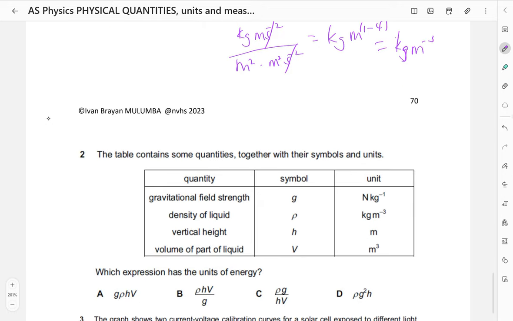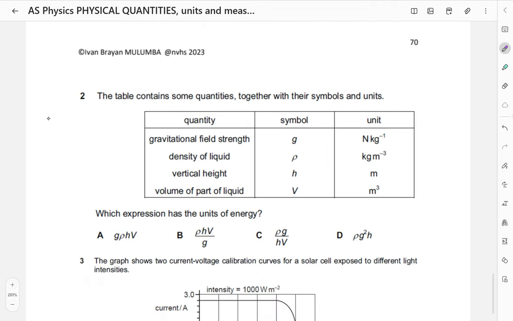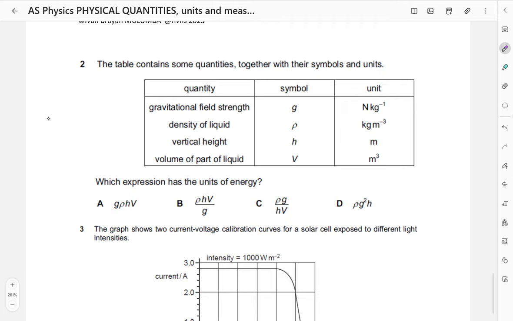The table contains some quantities together with their symbols and units. Which expression has the units of energy? Let's check the first one. Remember, energy can be work done, which is force times distance, which can be newton meters. So let's check newton meters.